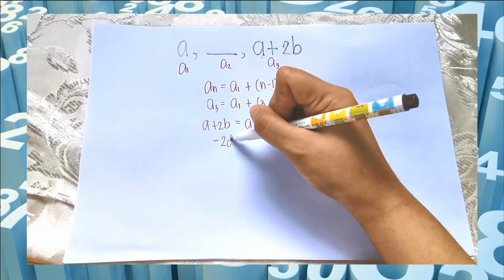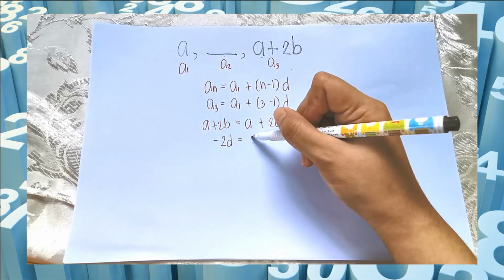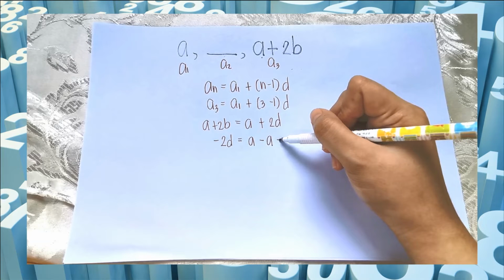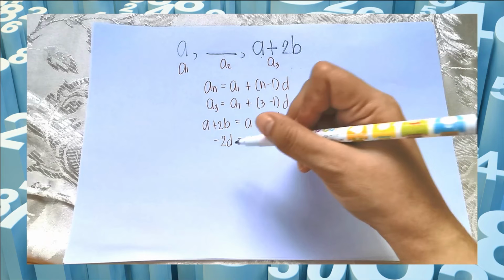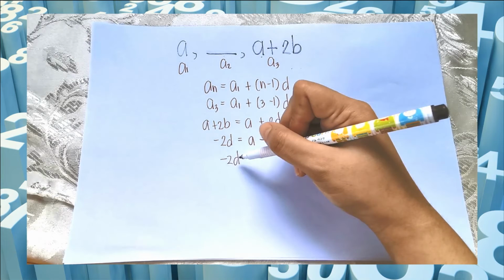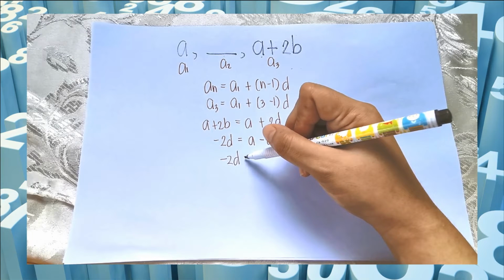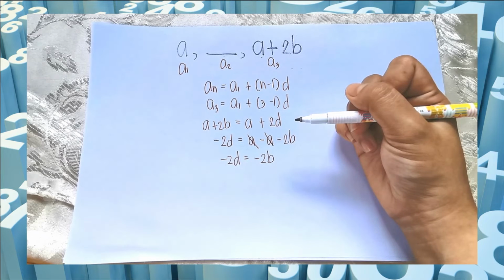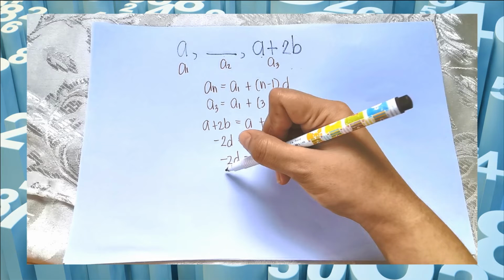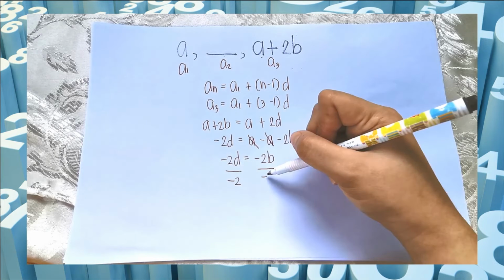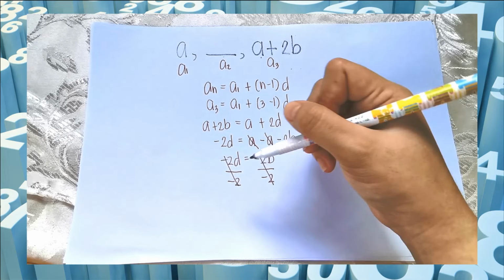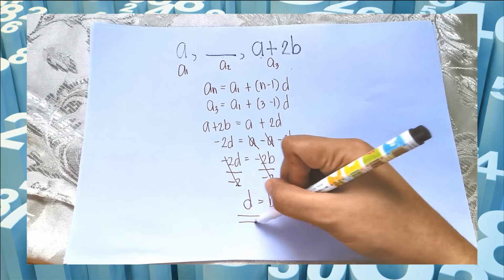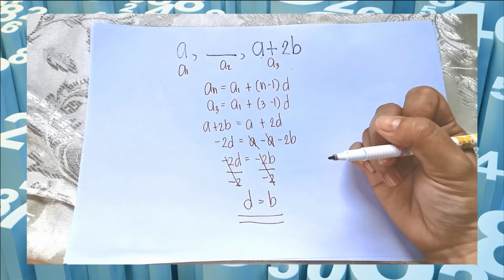By addition property of equality, we have negative 2d equals a minus 2b. Simplifying it, we have negative 2d equals negative 2b, since a minus a equals 0. Then we divide both sides by negative 2. We have d equals b. Therefore, the common difference is actually equal to b.